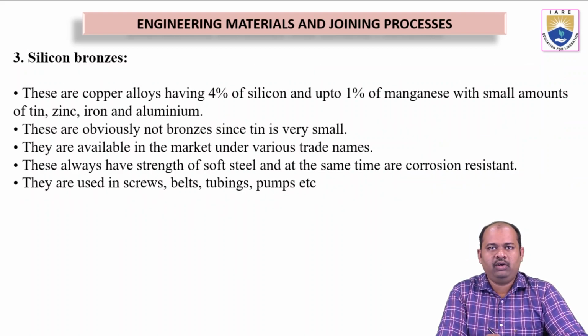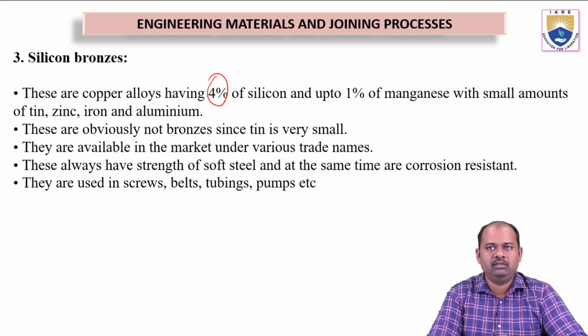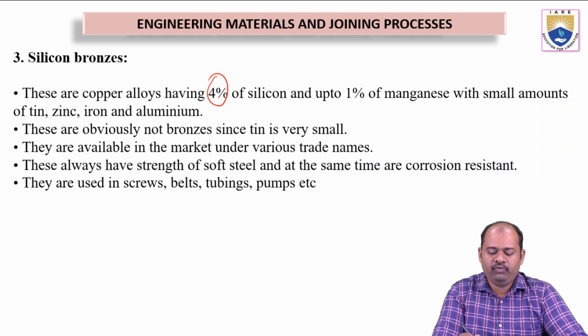So these are copper alloys having 4% of silicon and up to 1% of manganese with small amounts of tin, zinc, iron and aluminum. So here we have 4% of silicon. Silicon is similar to sand. The sand particles are mostly made up of silicon. So when the silicon is purified and added to copper, we will get silicon bronze.